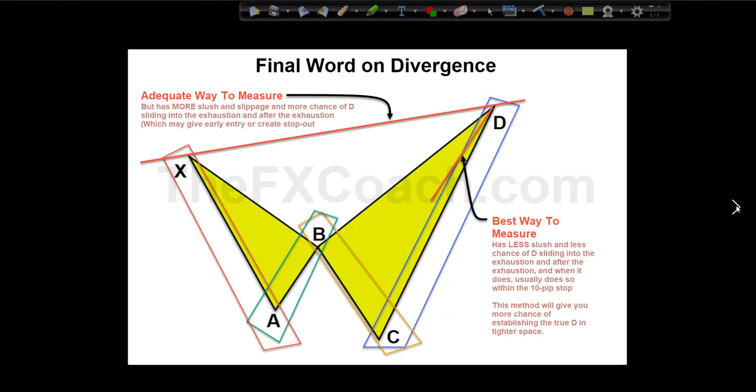So, my final word on divergence. The XD is an adequate way to measure, but it's going to have more slush and slippage and more chance of the D sliding into the exhaustion and after the exhaustion, which may give early entry or create a stop out.